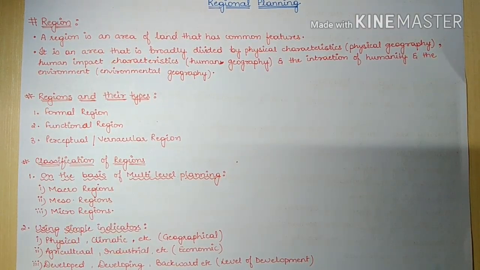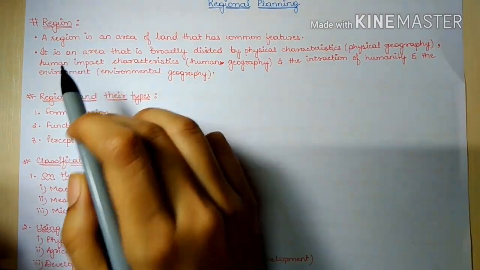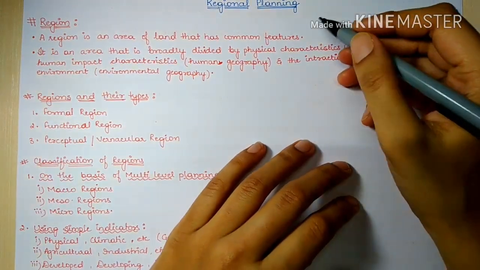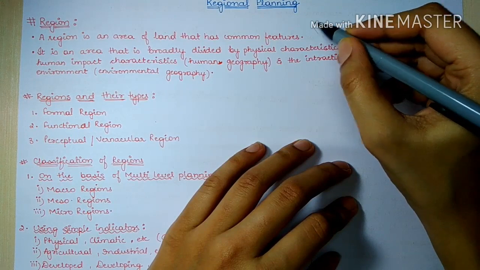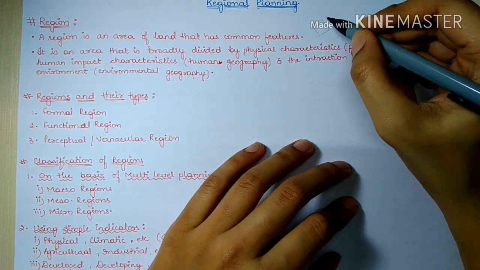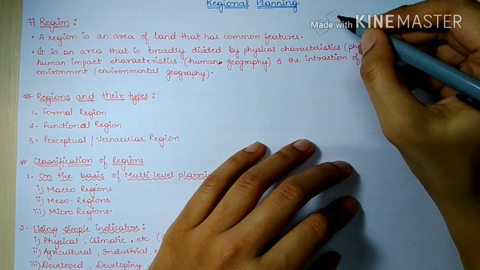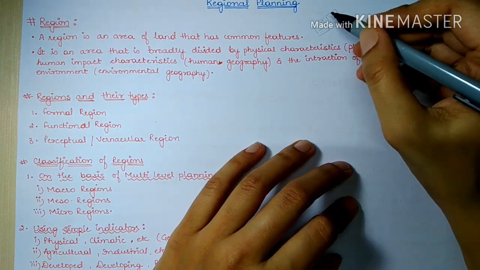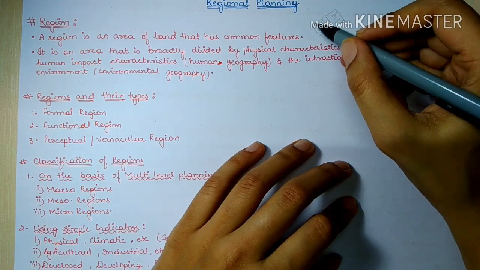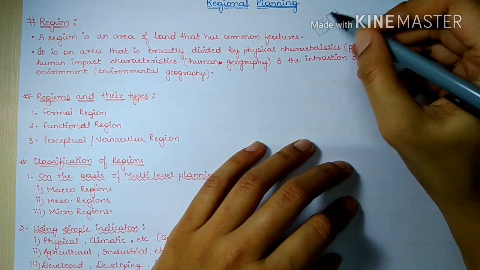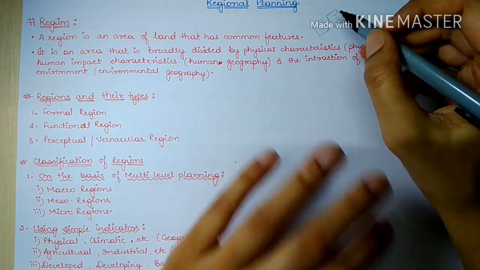So, regional planning. First we will understand what is a region. A region is an area or a land that has common features. Like this is a land and this is a land. Both are agricultural land having the same area, the same amount of fertility, and the same amount of resources and water, etc. So these are a region.